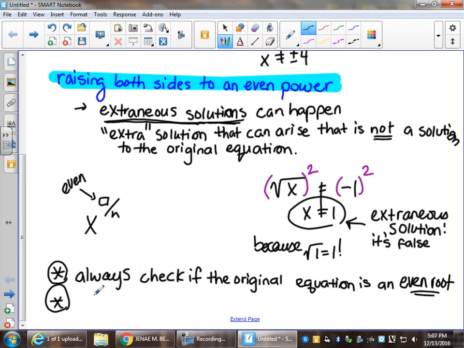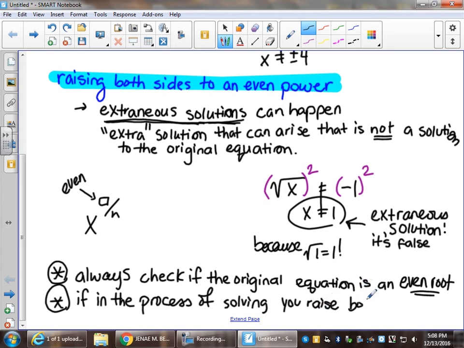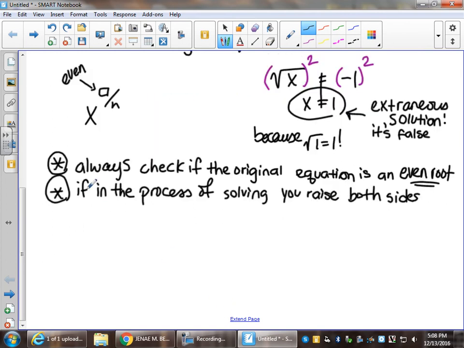So that means that if in the process of solving you raise both sides to an even power, you have to check answers.